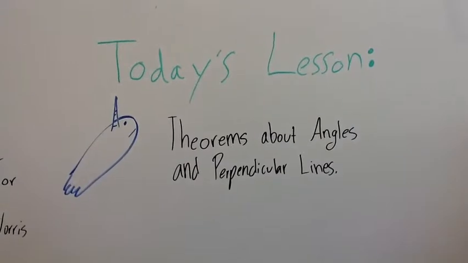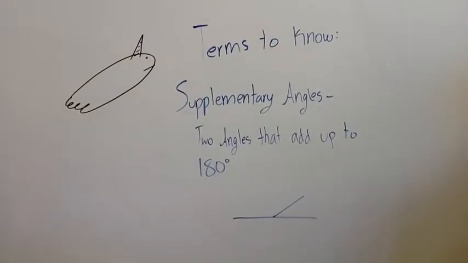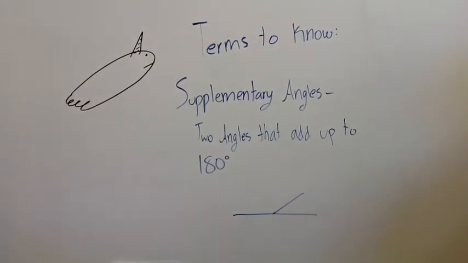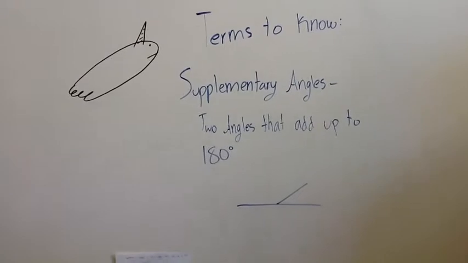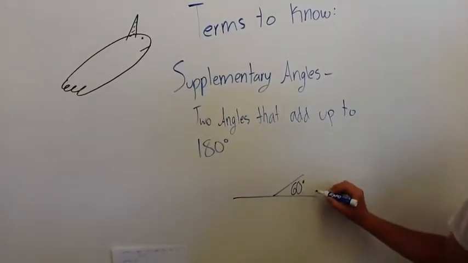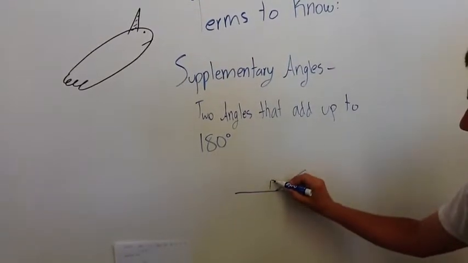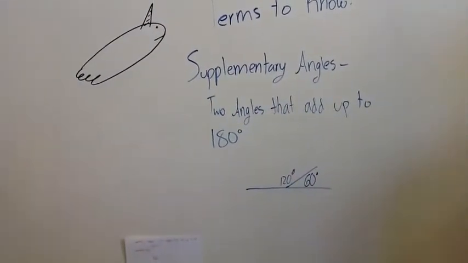Today's lesson: theorems about angles and perpendicular lines. Some terms to know that you need for this lesson, the first being supplementary angles, which are two angles that add up to 180 degrees. So, if this angle was 60 degrees, then this angle would be 120 degrees. 60 plus 120 equals 180.